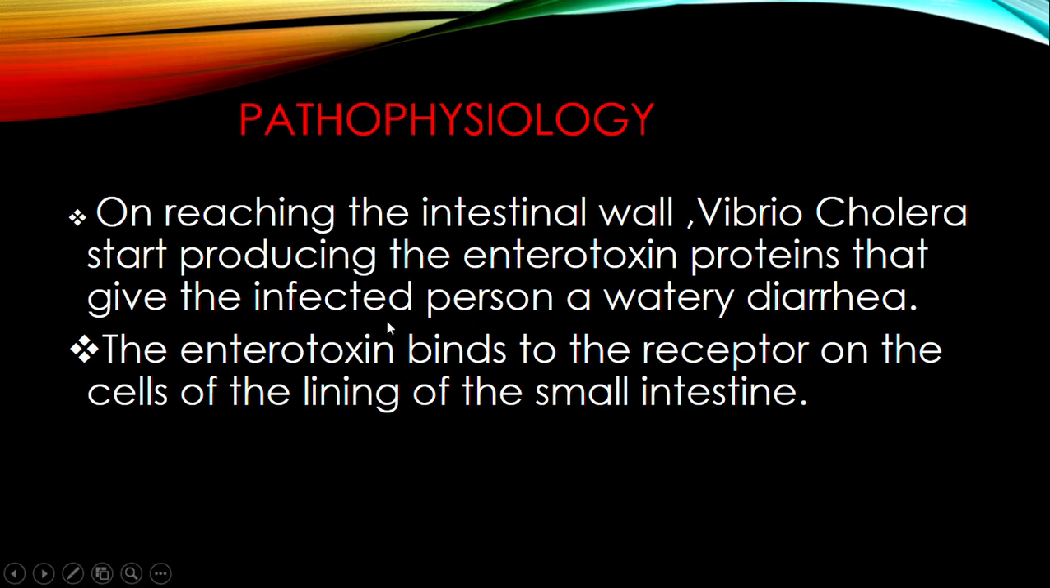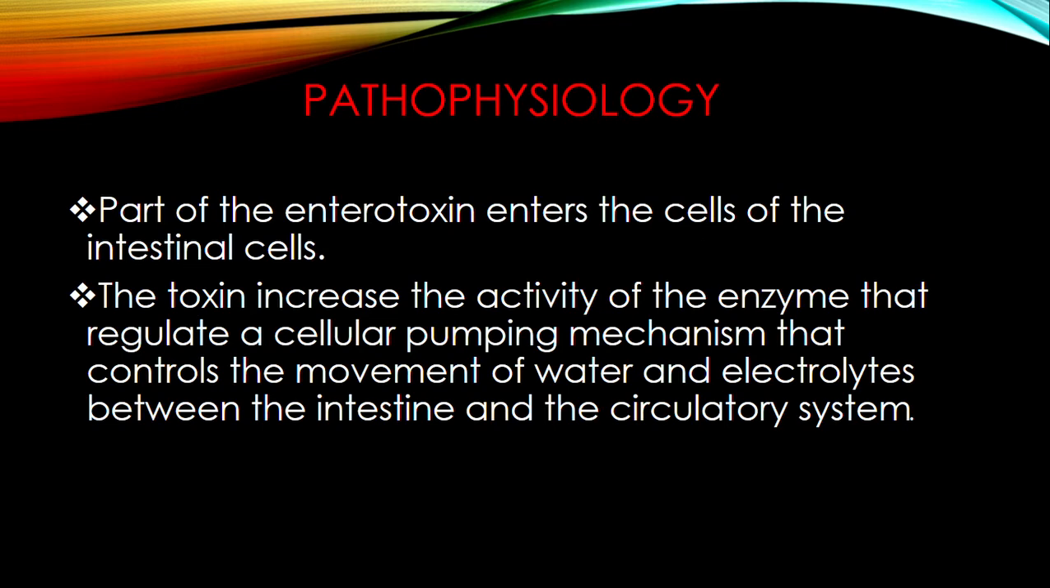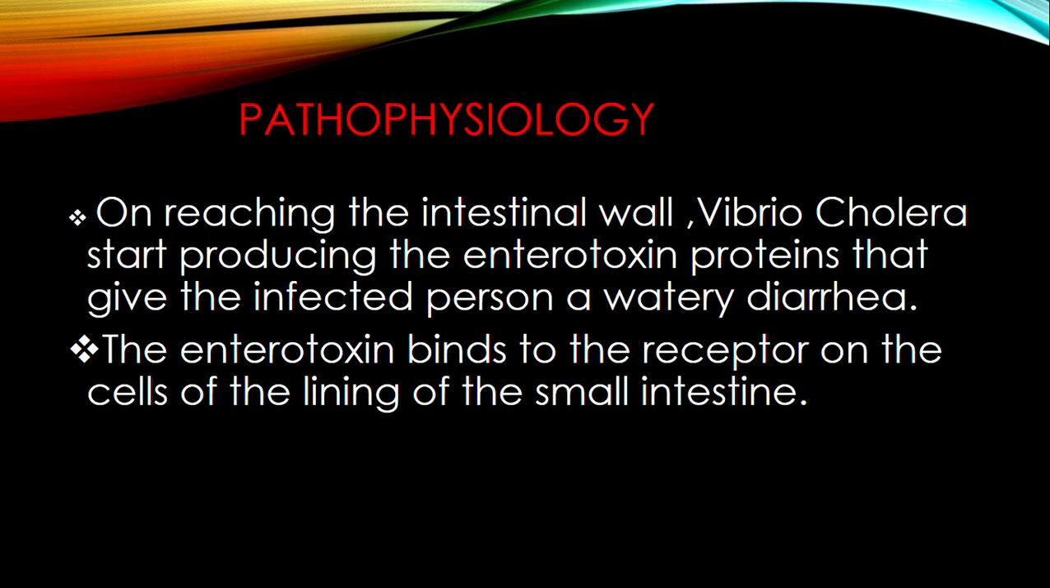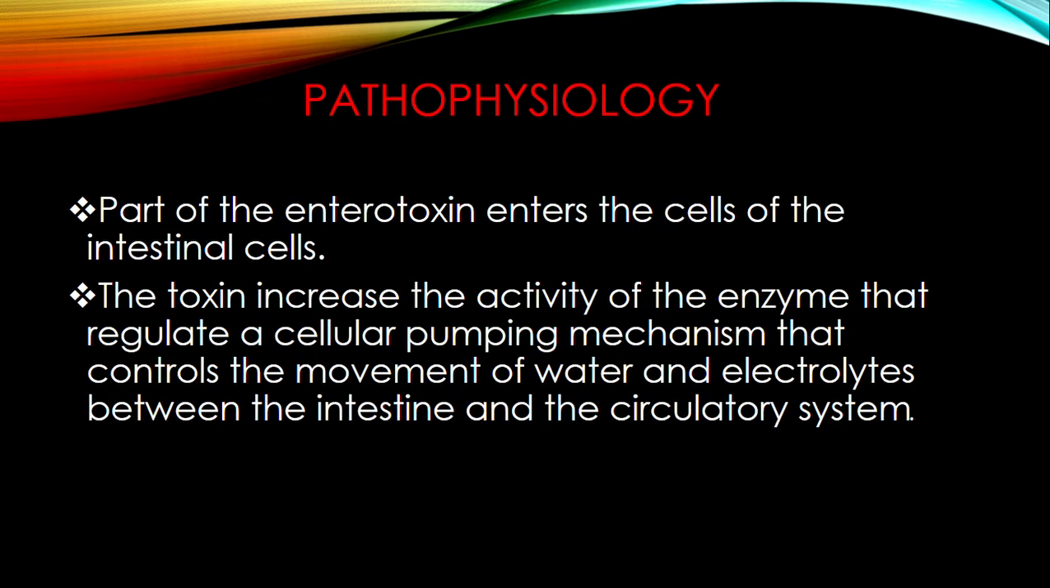So this enterotoxin binds to the receptor on the cells of the lining of the small intestines. Now, when it binds itself to the receptors on the cells of the lining of the stomach, part of the enterotoxin enters the cells of the intestinal wall. Then the toxin increases the activity of the enzyme that regulates the cellular pumping mechanism that controls the movements of water and electrolytes between the intestines and the circulatory system.